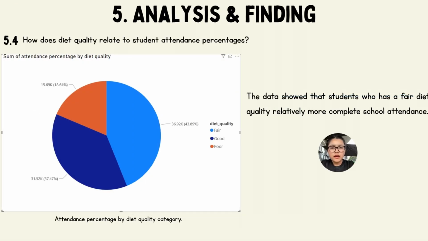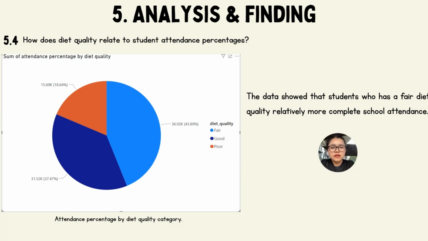For question 4, how does diet quality relate to student attendance percentage? I used two datasets that include student diet quality rating and matched them with their attendance, and I created a pie chart to explore this relationship. The chart showed that the students with a fair diet quality had the highest attendance rate, higher than those with either poor or even good diet.